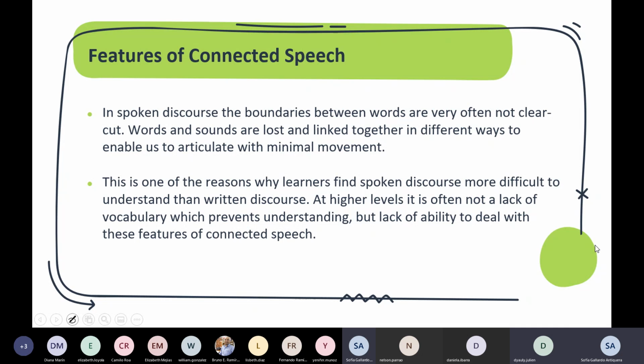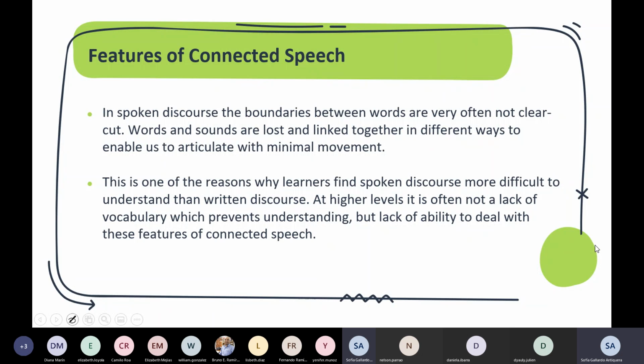Sure, don't worry. So features of connected speech are a set of components that help you to articulate, or speak, with minimal movement. We will see examples, but you have several different types of features of connected speech, and those types will help you in different aspects, for you to sometimes sound more native, or to be understood more easily, right?